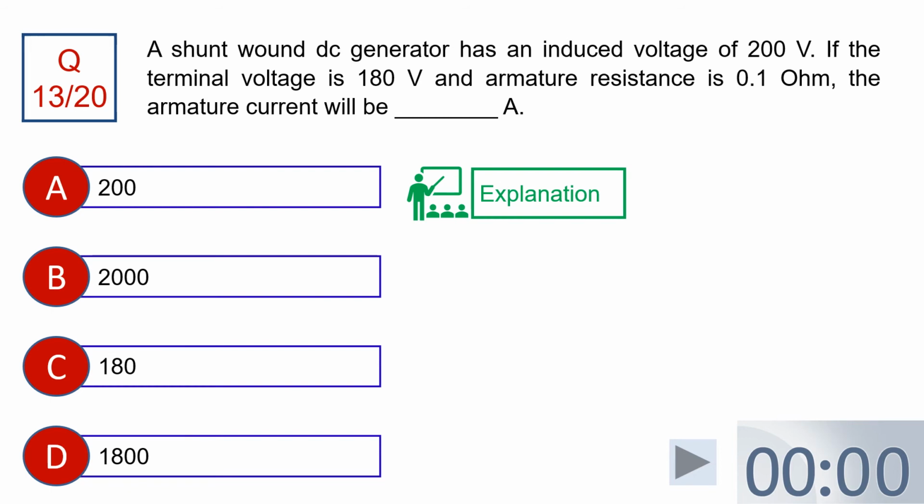Correct answer is option A. Now in case of generator, you know that armature current Ia is Eg minus V upon Ra. Here Eg is 200, V is 180 and Ra is 0.1, and therefore Ia is equal to 200 ampere, and therefore option A is the correct answer.